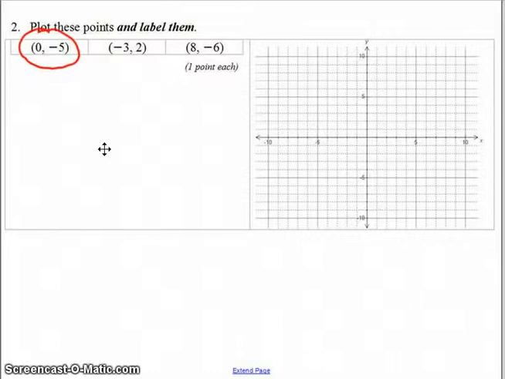In particular, this point here, (0, -5), people had some difficulty deciding which was the 0 and which was the -5. Do remember that the first number always is x and the second is y, so the -5 is y. There's my y-axis, so I'm looking for the position -5 on the y-axis. Here's the origin, or the 0 point, on both x and y. So counting down from 0 on the y-axis, there's -5. So that's the point (0, -5).